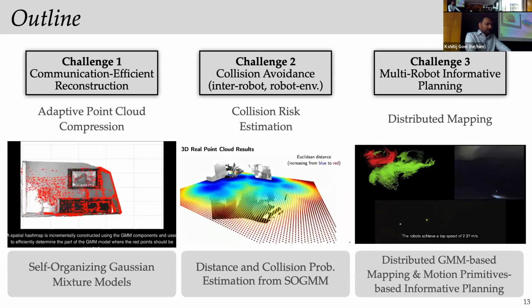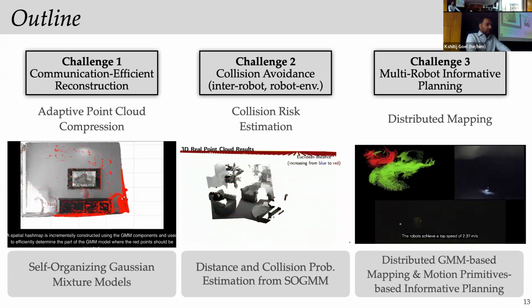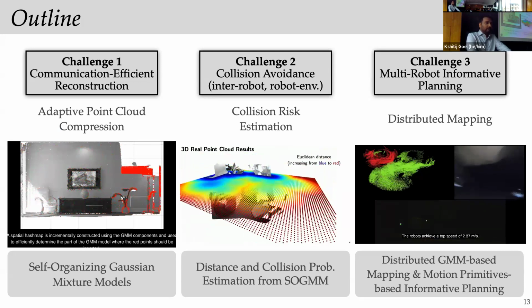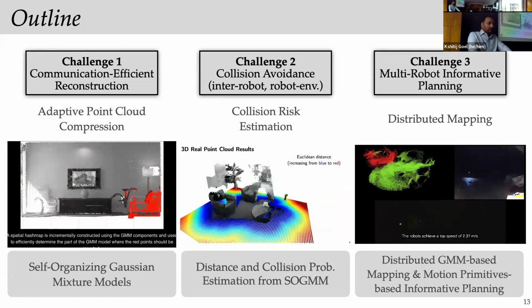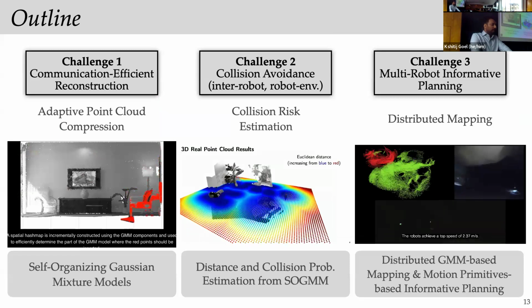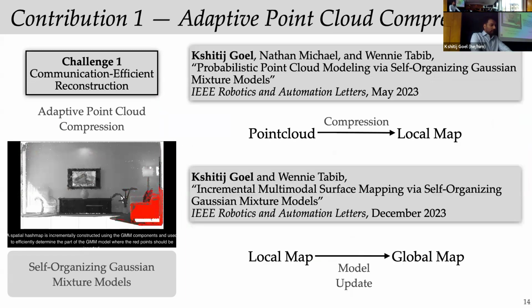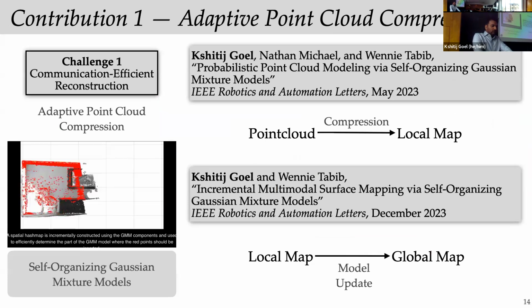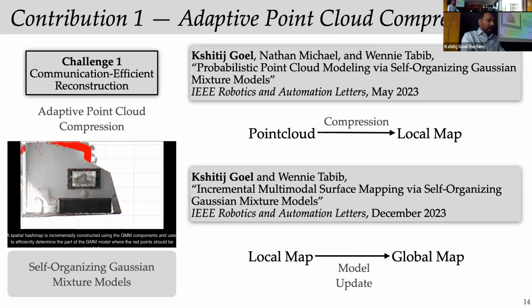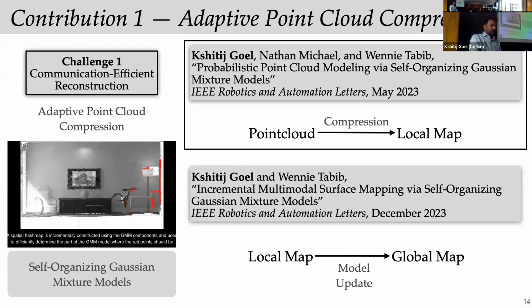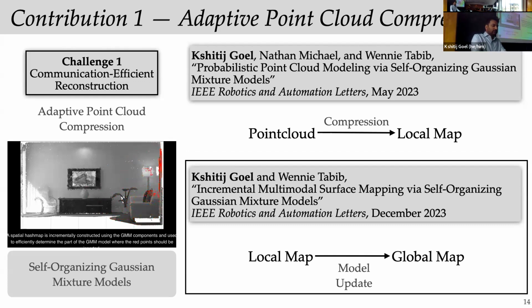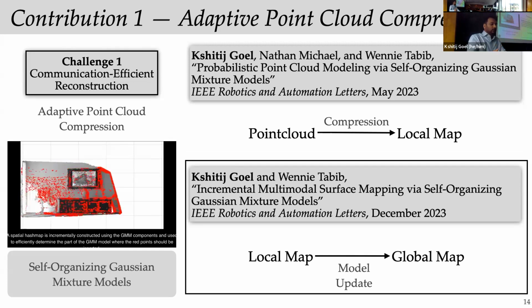In contrast to these methods, the contribution of this thesis is to provide a multi-robot reconstruction approach. The outline for the remainder of this talk is that we will go through these contributions one by one. Starting with contribution 1 for adaptive point cloud compression, we'll go through it in two pieces. First is the compression algorithm itself that converts the point cloud to a local GMM. And second piece is to create a global GMM out of a set of local ones as the robot moves in the environment.